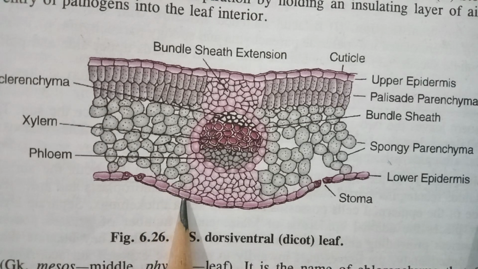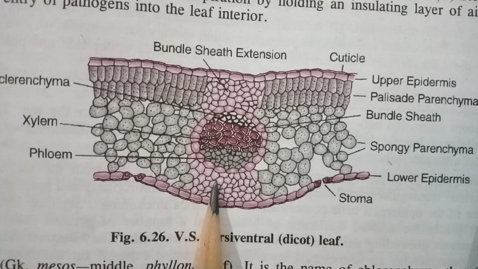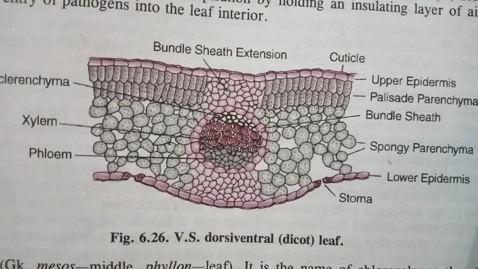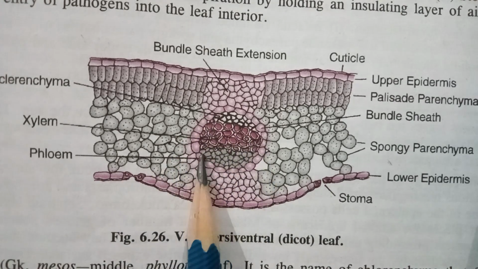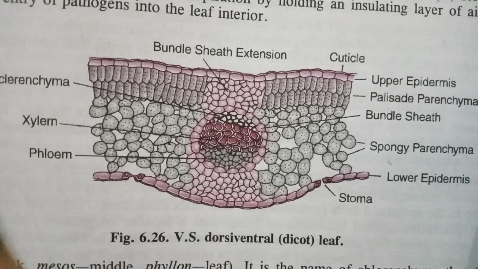Midrib means the central axis, where mesophyll cells are normally absent. If we consider this to be the midrib portion, you can see here mesophylls are absent. They are collenchymatous or sclerenchymatous cells, occurring towards the two epidermal layers. They provide mechanical support and also help in conduction of substances from one part to the other.